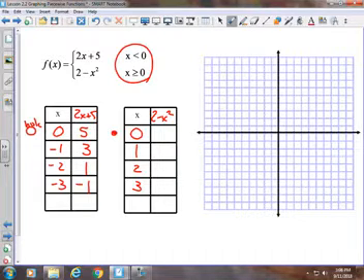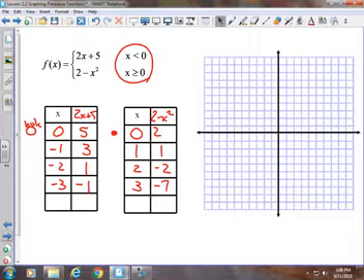So 0 squared is 0. 2 minus 0 is 2. 1 squared is 1. 2 minus 1 is 1. 2 squared is 4. 2 minus 4 is negative 2. And 3 squared is 9. And 2 minus 9 is negative 7. So I definitely don't want to go any bigger than 3 because the numbers are going to get too large to put on my graph.